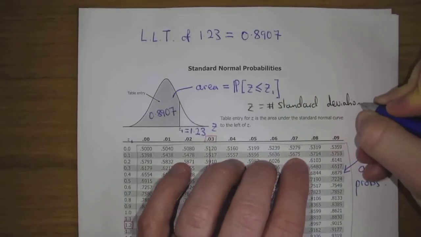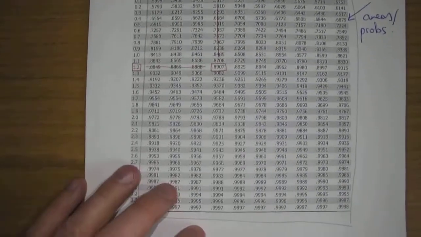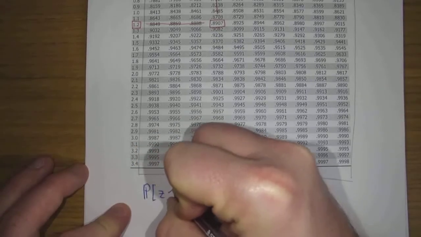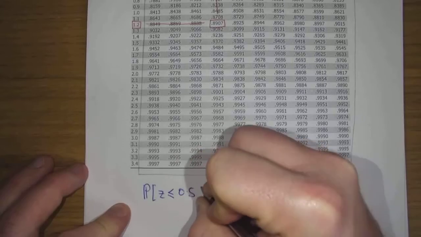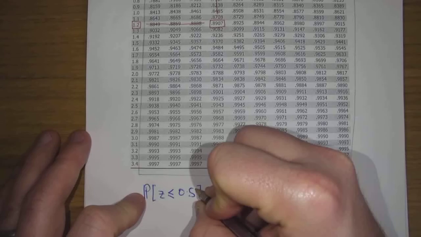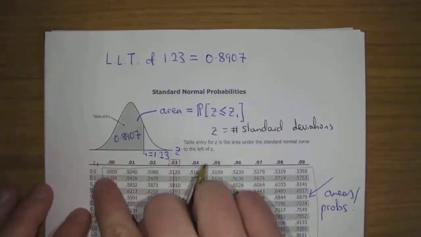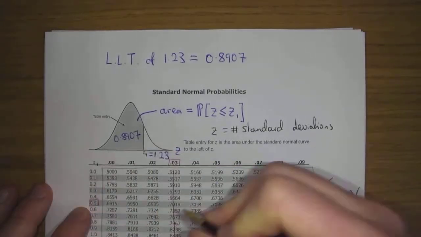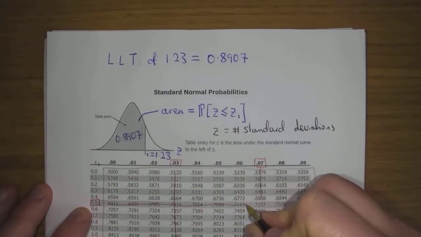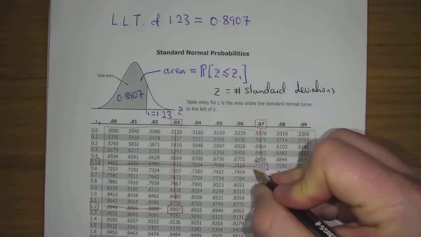And sometimes the number of standard deviations looks like a probability. So for example, what about the probability that Z is less than or equal to 0.5? Now Z is a number of standard deviations. We'll just do 0.57 for argument's sake. So we go 0.57, and we get, here it is, 0.7157.